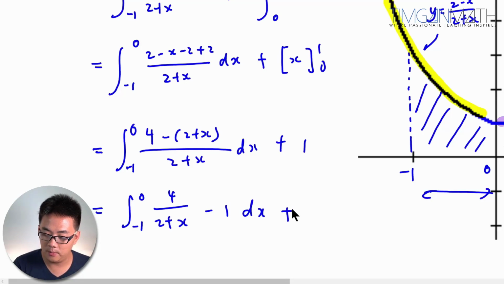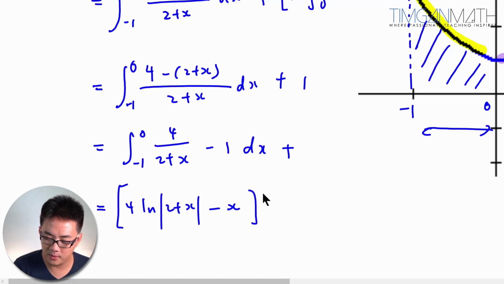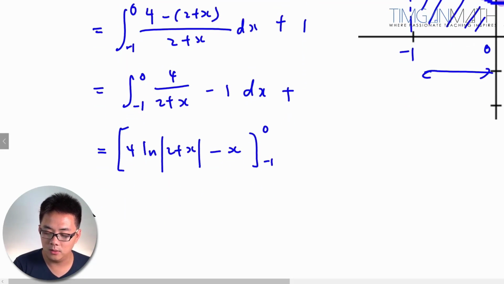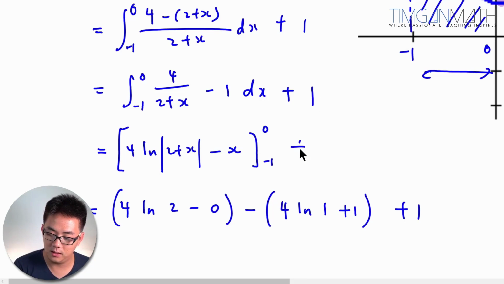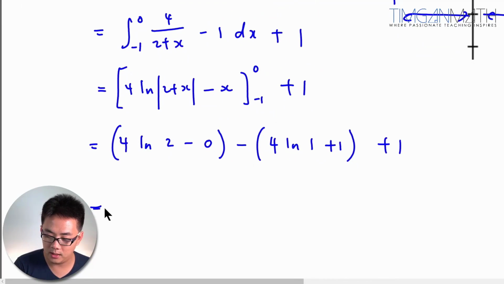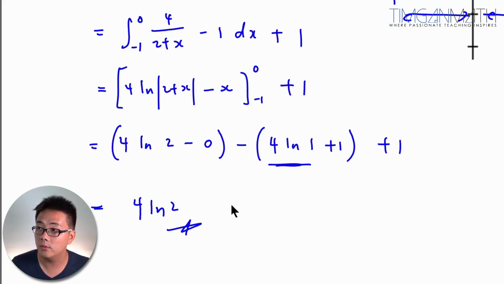So this is, you get 4 ln(2 plus x) minus x, bracket it, 0 to minus 1. So this will be 4 ln 2, so 2 minus 0, and then you get a minus sign here, which is 4 ln 1, which is 0, and plus 1. And this is plus 1 here. So what I'll get is this is 0, so 0 minus 1, 4 ln 2. Right, so that's your answer, which is 4 ln 2.